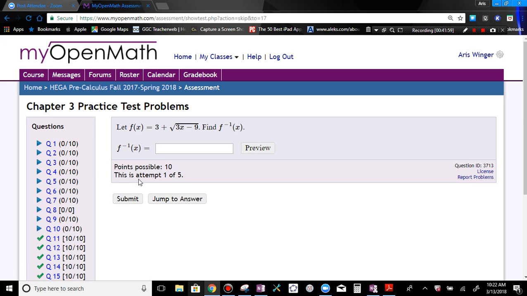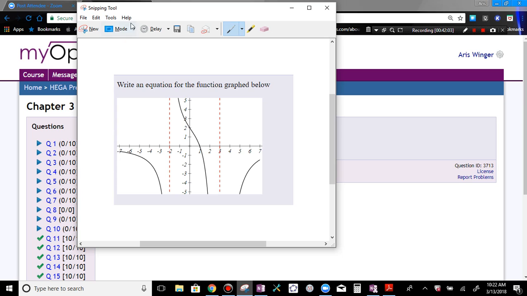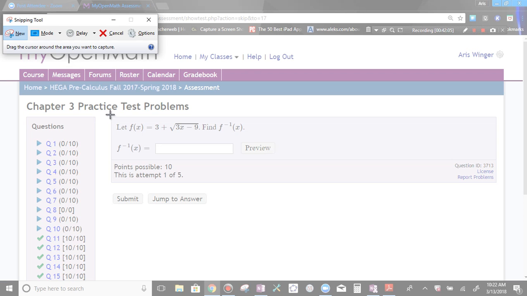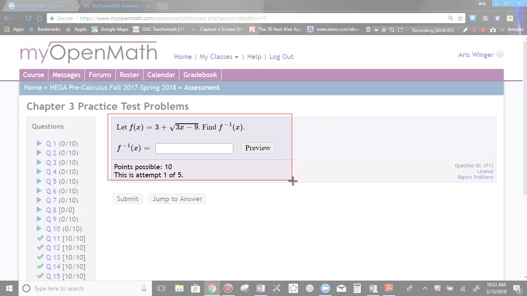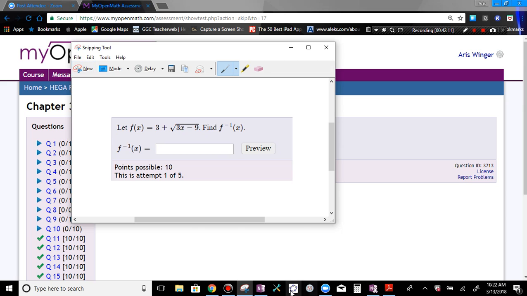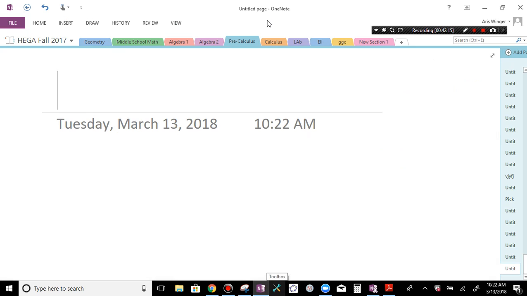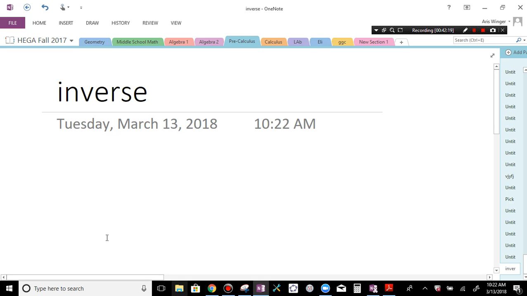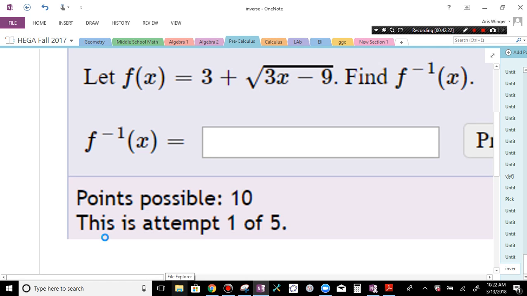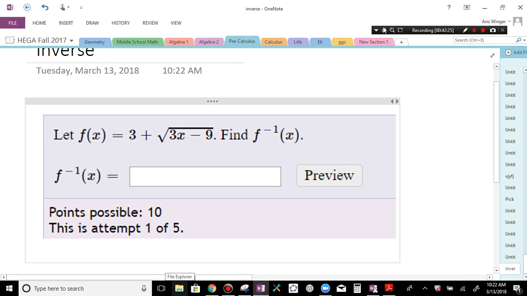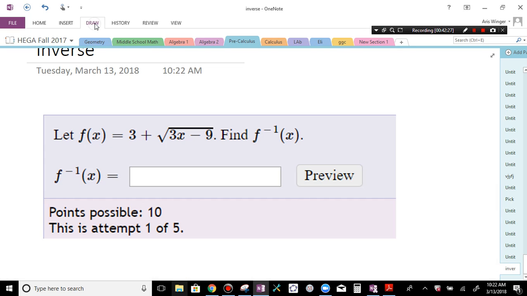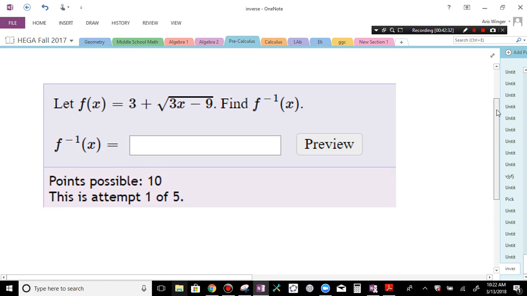18. What's the inverse? We're going to set y equal to that thing. Solve for x. Switch the x's and y's. We're semi-experts at this. Inverse. Get into the habit. Roll through this one.